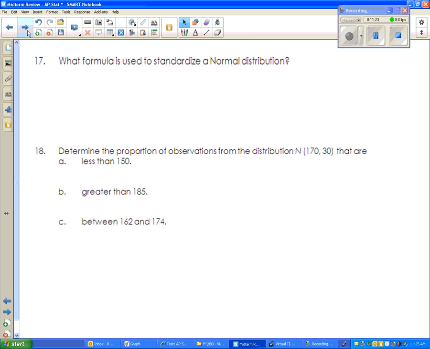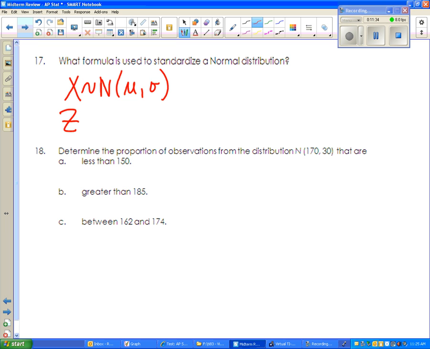Number 17 asks what formula is used to standardize a normal distribution. Normally X is distributed with a mean of mu and a standard deviation of sigma. A standard normal distribution is always distributed normally with a mean of 0 and a standard deviation of 1. To get from X to Z, we use the formula Z is equal to X minus the mean over the standard deviation.